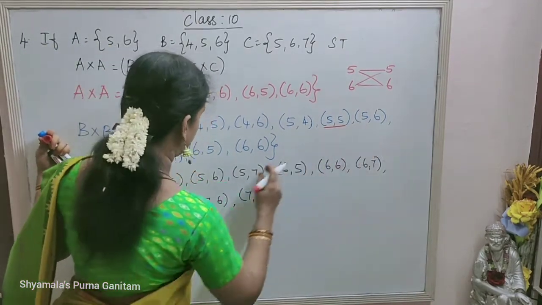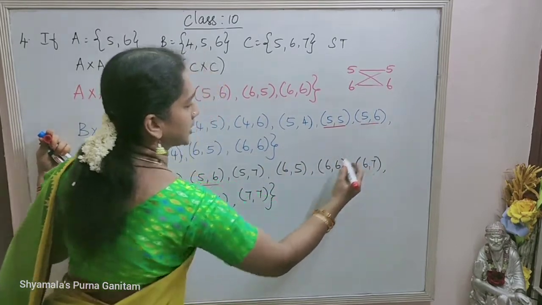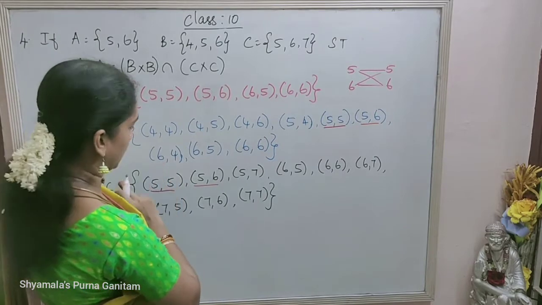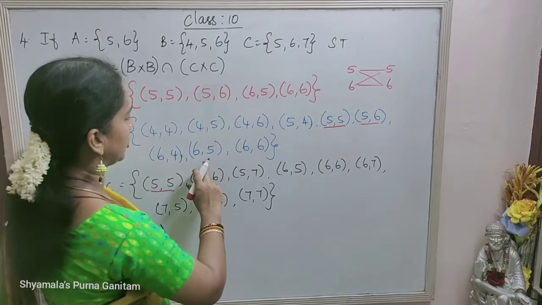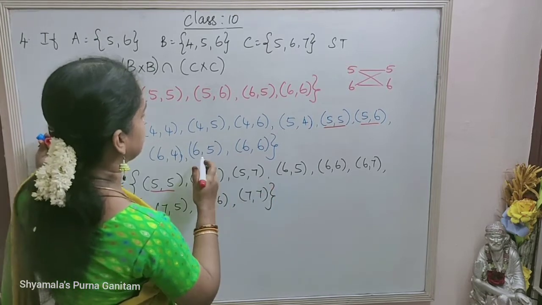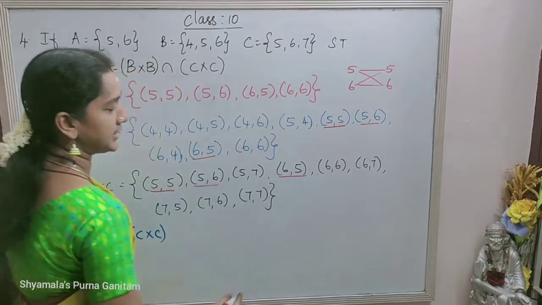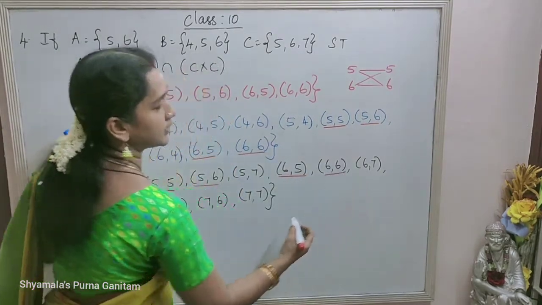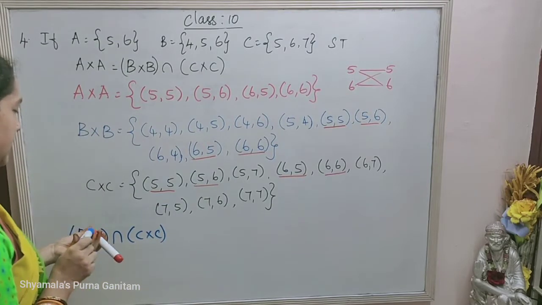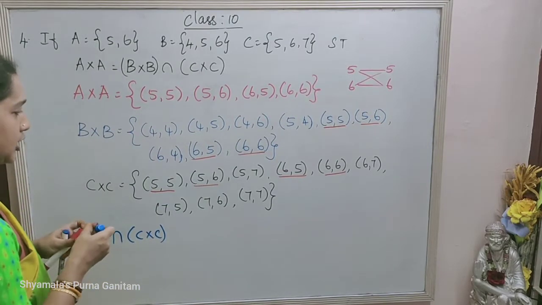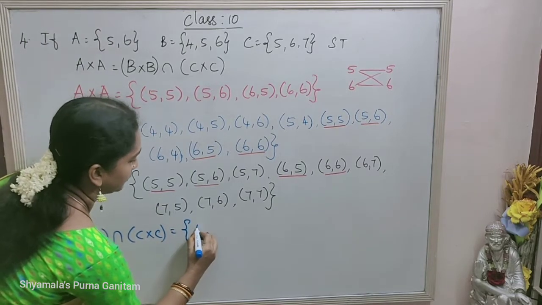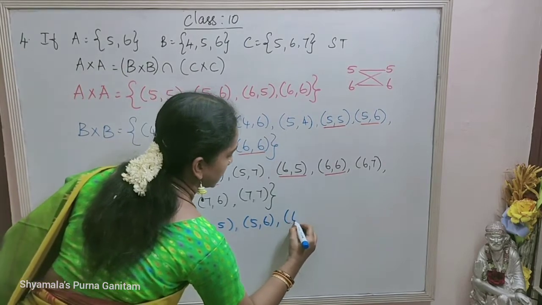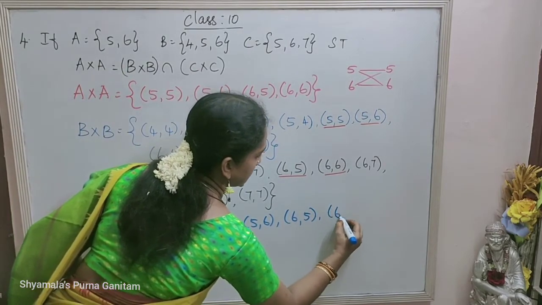Then next one is (5, 6). So (5, 6) is also common to both the ordered pairs. The next one is (6, 4). (6, 4) also we don't have. Then (6, 5) is there in both the pairs. Then next one is (6, 6). Okay, so here B cross B intersection C cross C is (5, 5), (5, 6), (6, 5) and (6, 6).